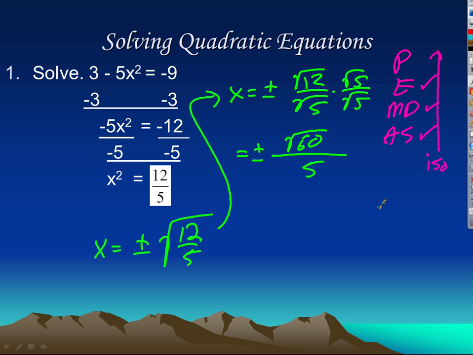6 times 10. Yeah, but neither of those is a perfect square, so let's just go through the list. 4 does, right? 4 divides into 60. Does 9? No. After 9 comes 16, does 16 go into 60? No. Does 25 go into 60? No. Okay, and then the next one is 36.